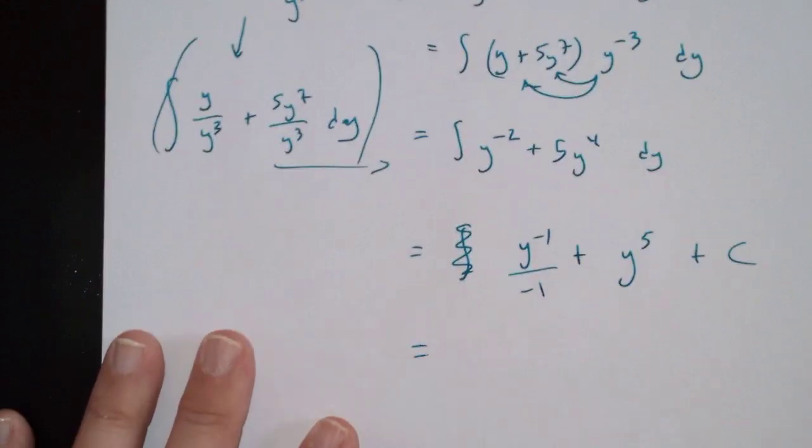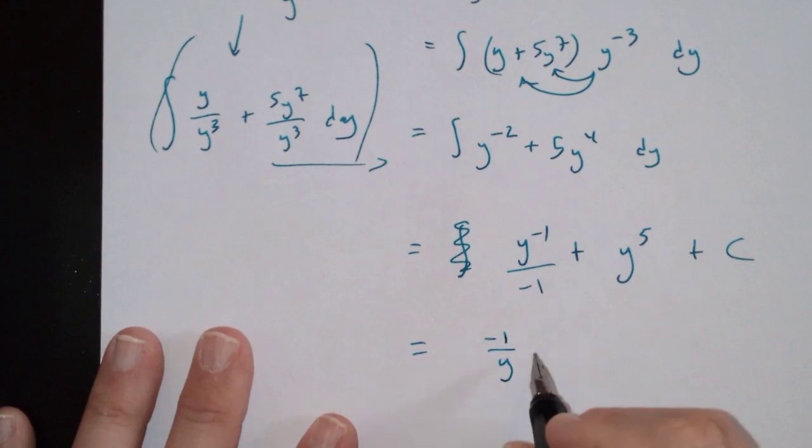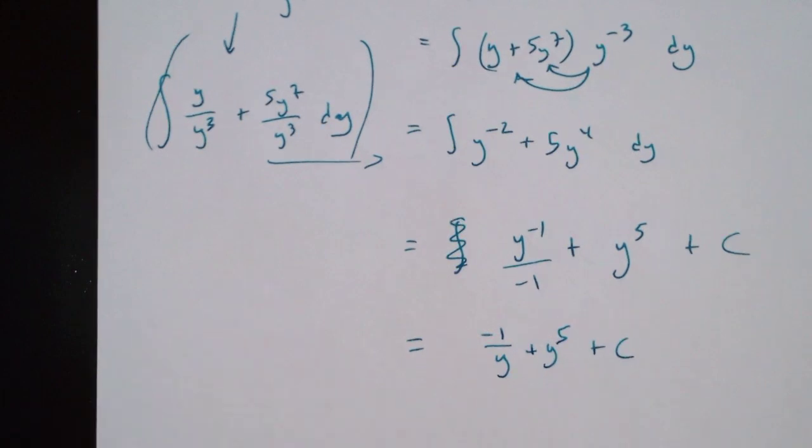The following step is not required. A negative power means it goes back on the bottom, right, Jack? And the minus sign that is currently down here can be put out in front or on top.